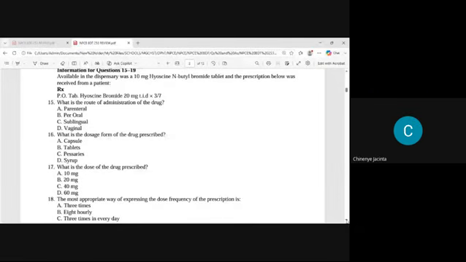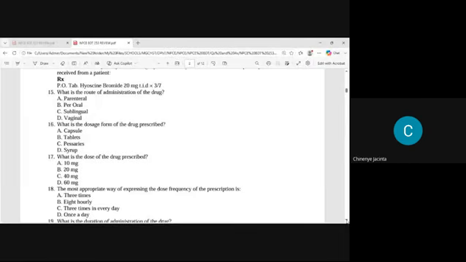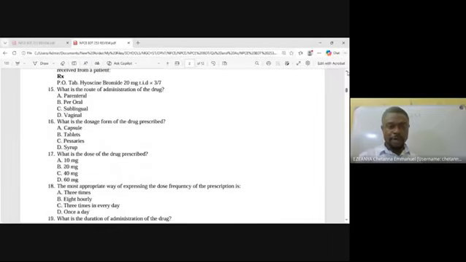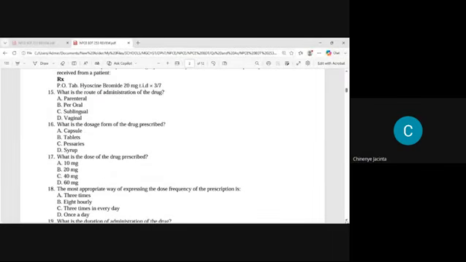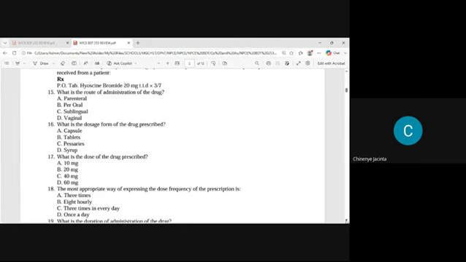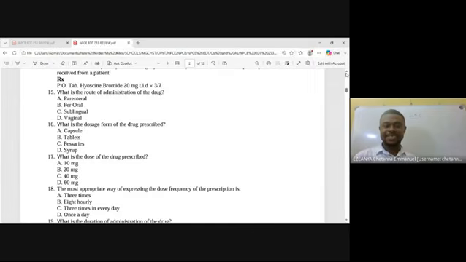Then 16 is, what is the dosage form of the drug prescribed? The answer is tablet. What is the dose of the drug prescribed? 20 milligram is the dose, from the question. Correct. Can you move up a little bit so I can see question 18?